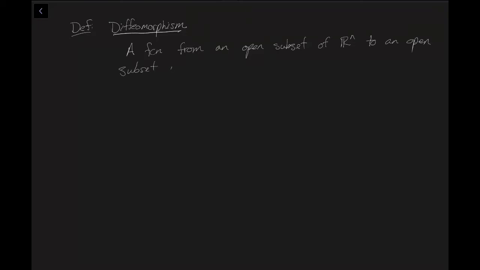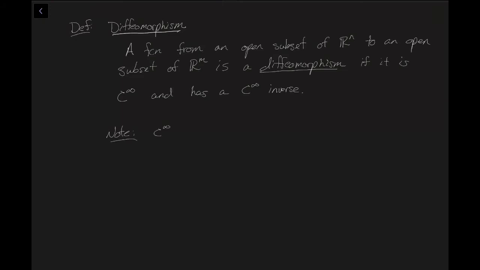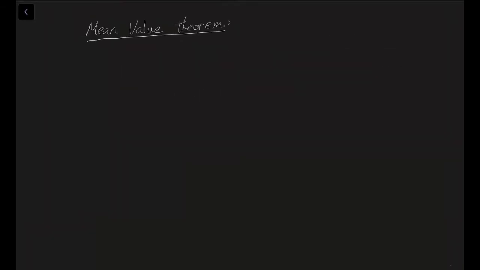Now, let's define a diffeomorphism explicitly. So if I have an open subset of R^n, and I have a function mapping it to an open subset of R^m, this function is a diffeomorphism if it is C infinity and has an inverse that is also C infinity. Now, what does it mean to be C infinity? Well, a function is C infinity if every single one of its partial derivatives are continuous.